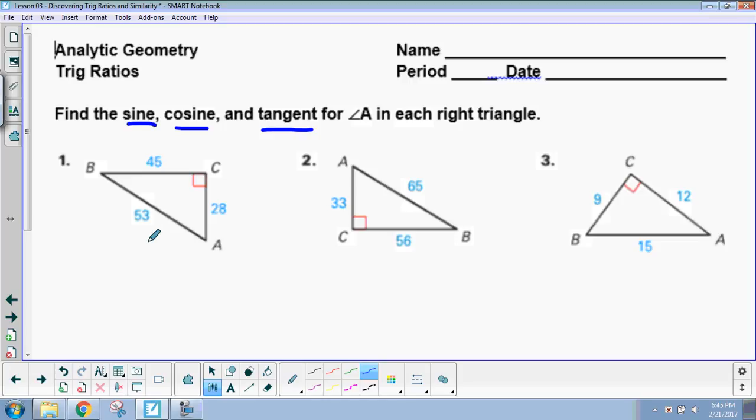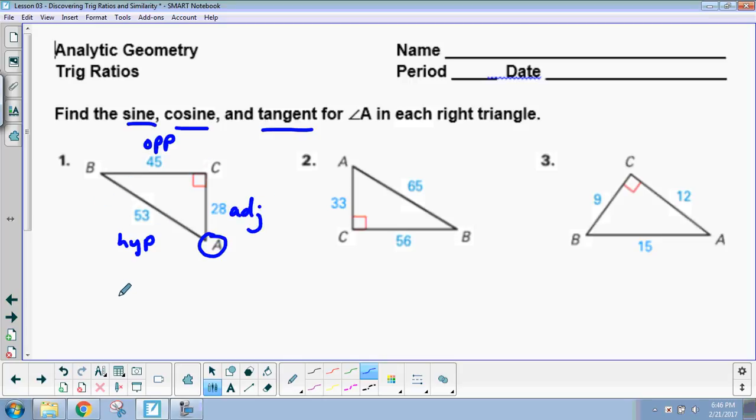Alright, we're referencing angle A. Since I'm referencing A, I'm going to label 53 hypotenuse. Opposite of A would be this side. That's the opposite leg. This 28 is next to the A, so it's going to be adjacent. Guys, this is the very first step you need to do.